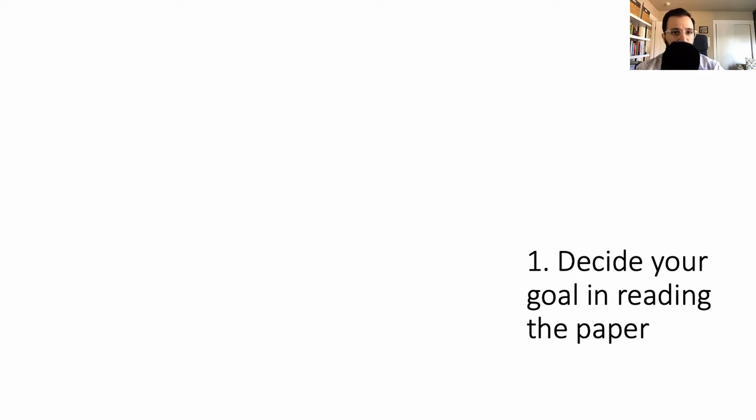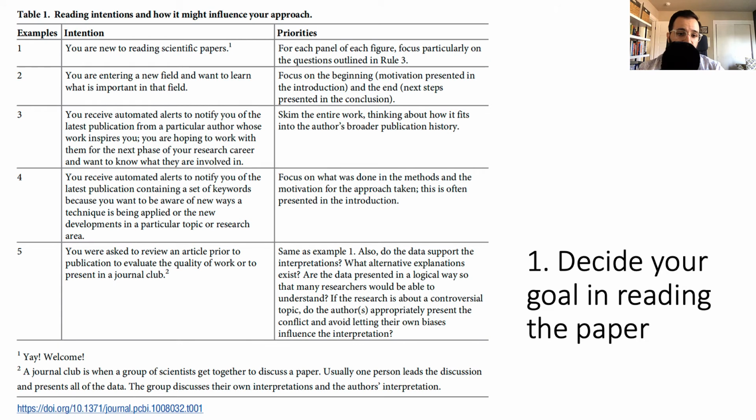All right, you've got a paper, you printed it out, or you open the PDF. What do you want to get out of it? You might prioritize different parts of the same article differently based on your goals as a reader. So in this 10 Simple Rules article, they give us a couple examples. Let's say you're new to reading papers, so your priority might be to focus particularly on the figures so that you can try to get the most you can out of the data in the article.